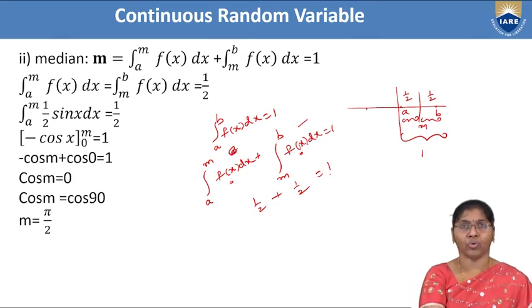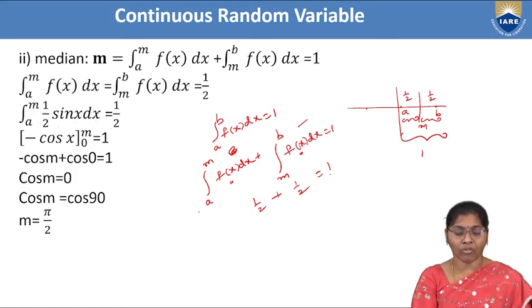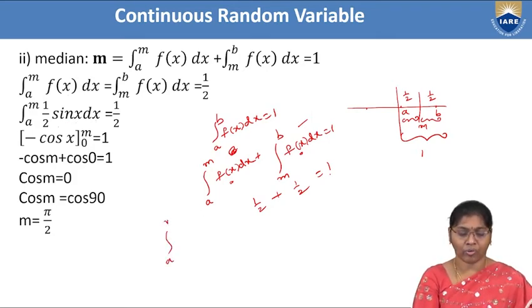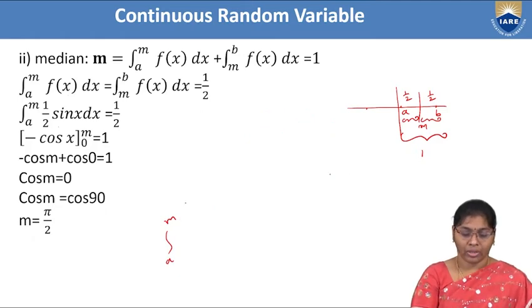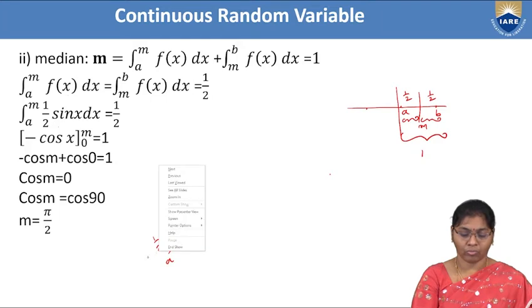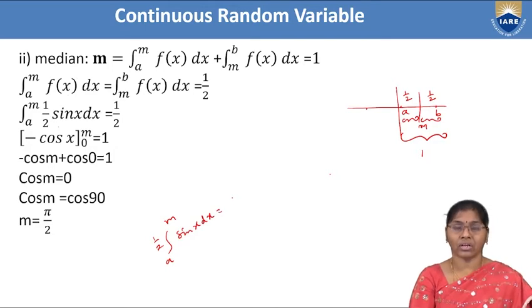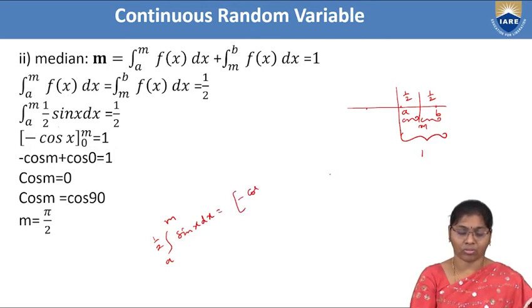That is, the integral A to M of f of x dx equal to 1 by 2. Here f of x dx is nothing but 1 by 2 sin x dx. Here 1 by 2 is a constant, so integral A to M of 1 by 2 sin x dx equals, and the integral of sin x is minus cos x.